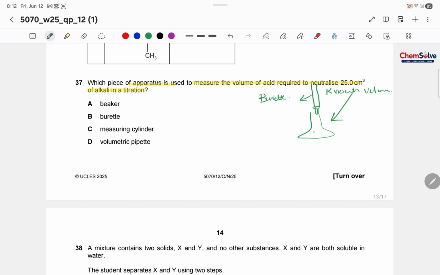So if alkali is here in the conical flask, because the known volume is always in the conical flask, then what would be in the burette? It would be acid, of course. So B is the correct one. The acid should be put in the burette.